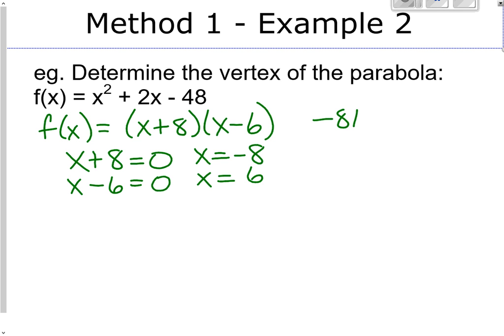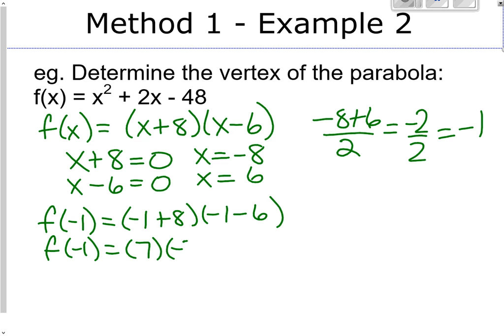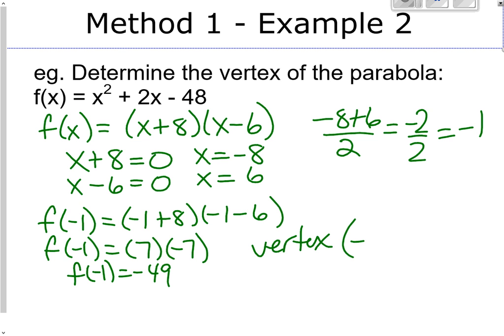Okay, so let's add these two zeros together and divide by 2. I end up with an x-coordinate of -1. Now I'm going to take that x-coordinate of -1 and sub it into my factors. I get -1 plus 8 and -1 minus 6, which is going to be +7 and -7, which is -49. And so my vertex is at (-1, -49).